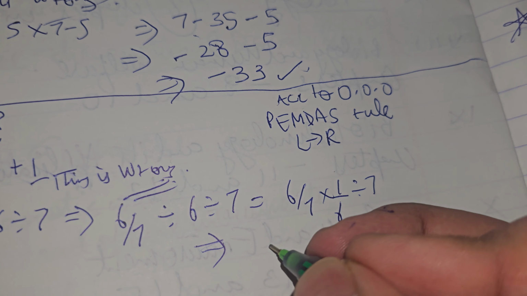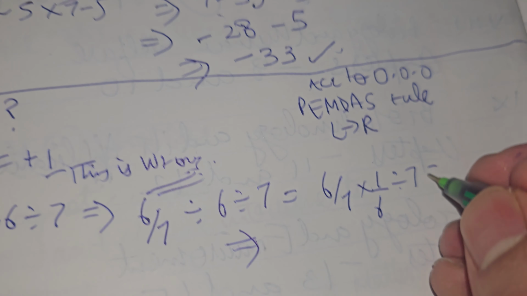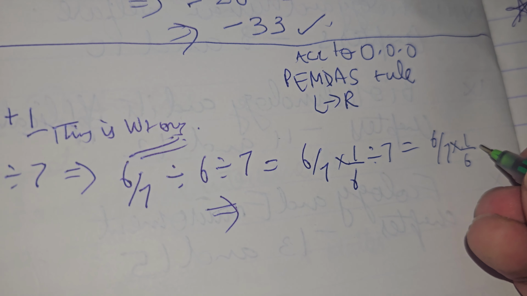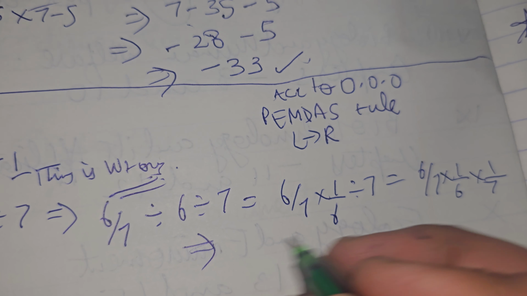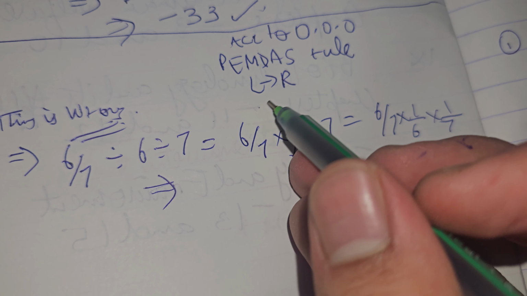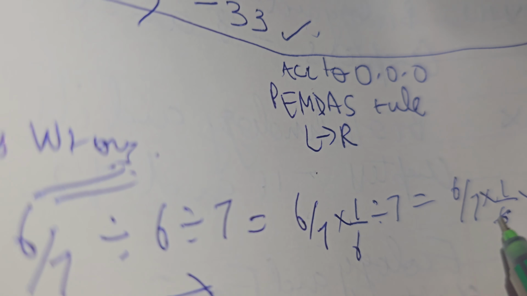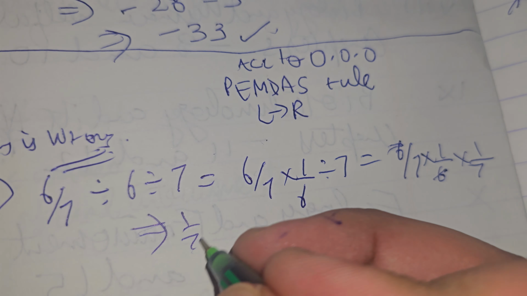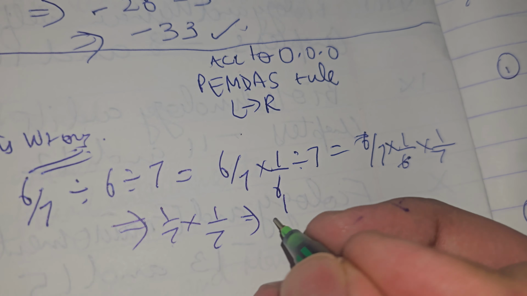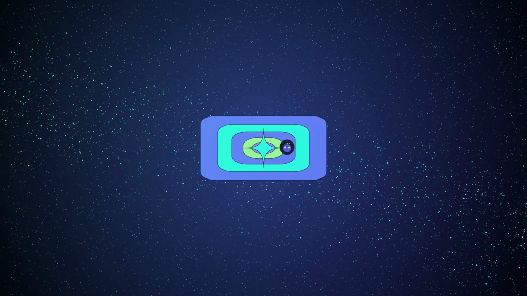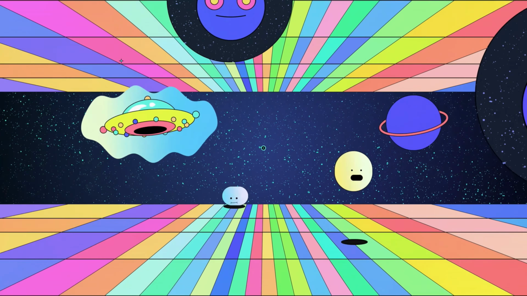Again, it would be 6 by 7 multiplied by 1 by 6, into 1 by 7. Then there is only multiplication, so we will again apply the left to right rule. Then the answer would come out: the 6 gets cancelled, and it is 1 upon 7 into 1 upon 7. So the answer would be 1 upon 49. This is the correct answer, 1 upon 49.